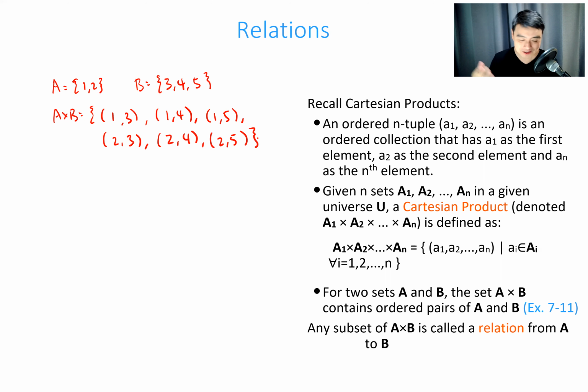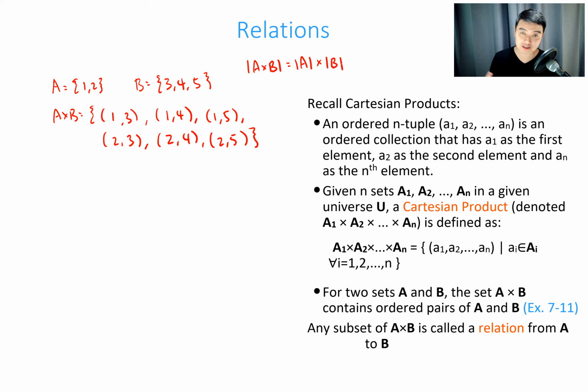And we said there's an equation that goes with that. If we ever wanted to find the size of A cross B, we said it's the size of A times the size of B, right? So this is how we find the size of the cross product. Now, that's not the important thing, although you should probably remember this for a later discussion. But let's take an example of a relation.